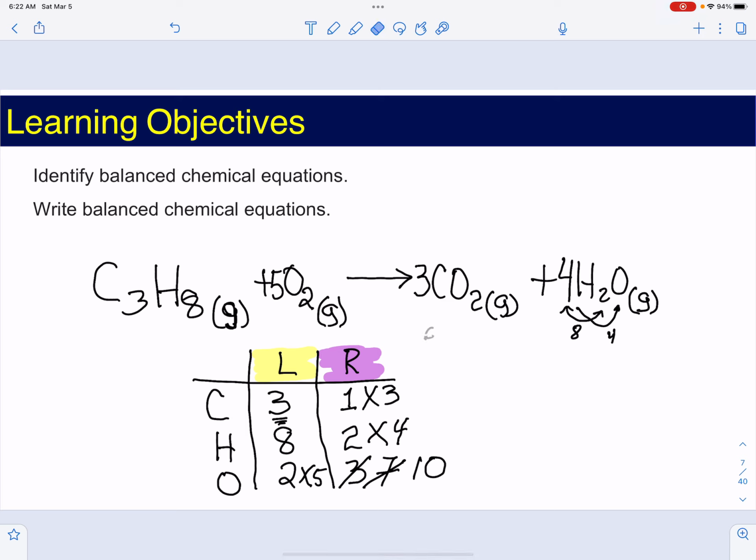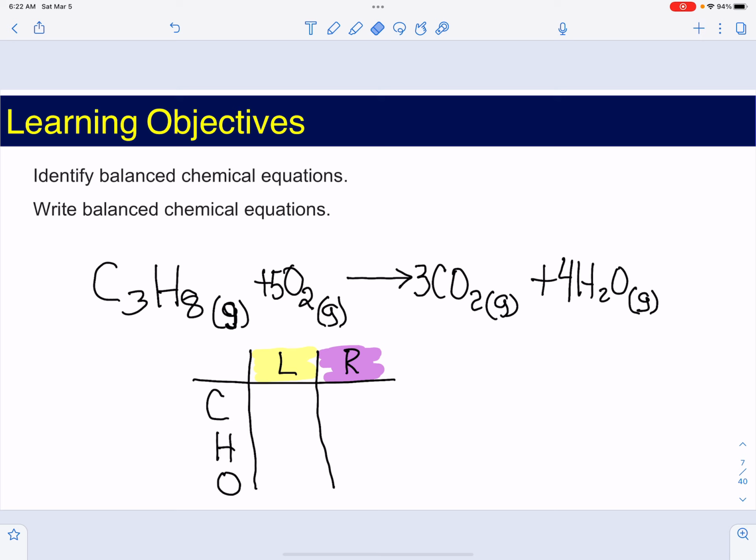Let's clear the screen. Let's clear all my numbers. And we're gonna make sure that it's balanced now with the new coefficients. So on the left side, I still have 3 carbons. I still have 8 hydrogens, but now I have 10 oxygens.